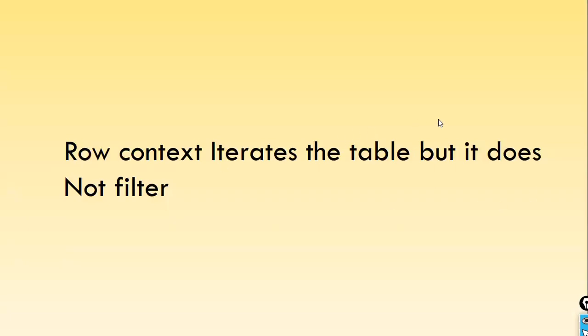Now, to summarize, the row context iterates the table, but it does not filter. It goes row by row, and then it applies the calculation, but it cannot filter.